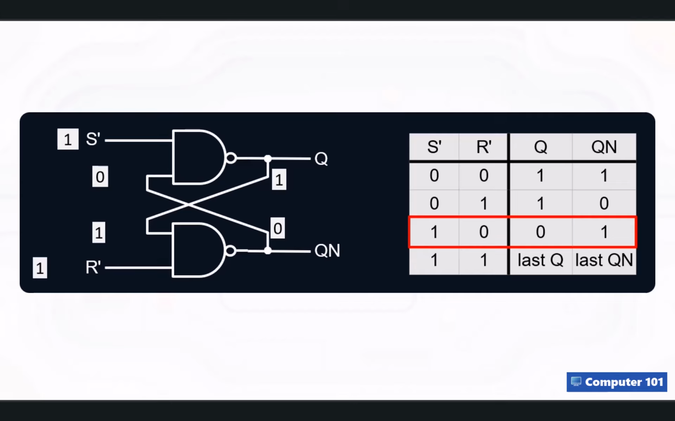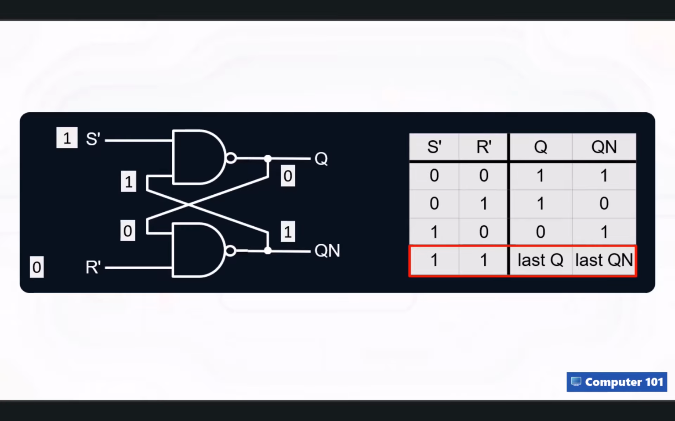What if we actually want to clear that memory? Well, we enter the reset state. This time, we pull the bottom input, R' to 0, while keeping S' at 1. That bottom NAND gate reacts to the 0 by forcing Qn to 1. That 1 travels diagonally up to the top gate. The top gate now sees two 1s, so it forces Q to become 0. And just like that, the output has flipped.